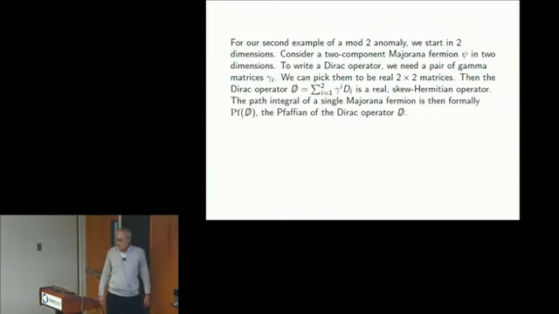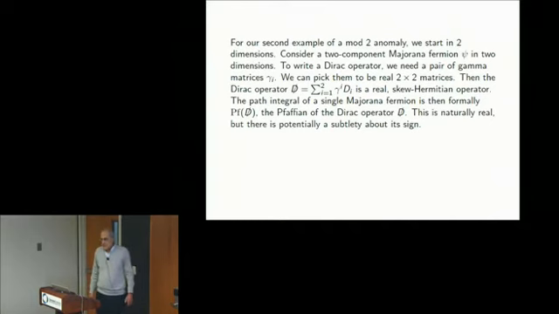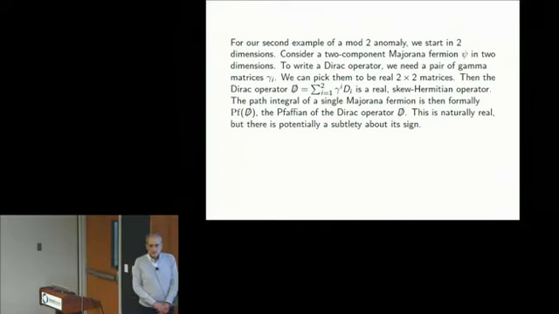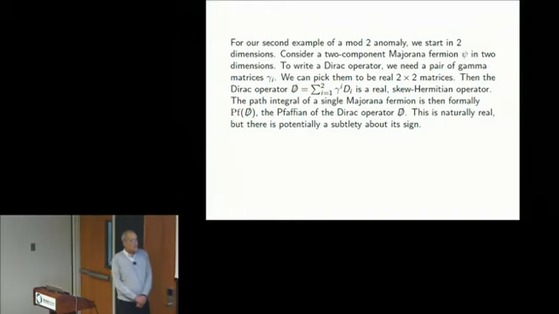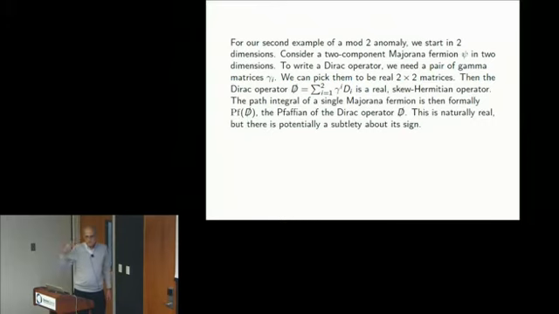Now, the path integral of a single Majorana fermion is then formally the Pfaffian of this real skew Hermitian operator. Sometimes people call it the square root of the determinant, but more canonically it's a Pfaffian, and that puts you in the better mood for the fact that its sign does depend on an orientation convention. Somewhat analogous to what Martin asked about, except that in this case there really is an issue. So the Pfaffian of a real skew Hermitian operator, skew symmetric operator, is naturally real, but there's potentially a subtlety about its sign. Mathematicians would say that there's a real index bundle of the Dirac operator, and that this Pfaffian naturally takes values there rather than being a real number.